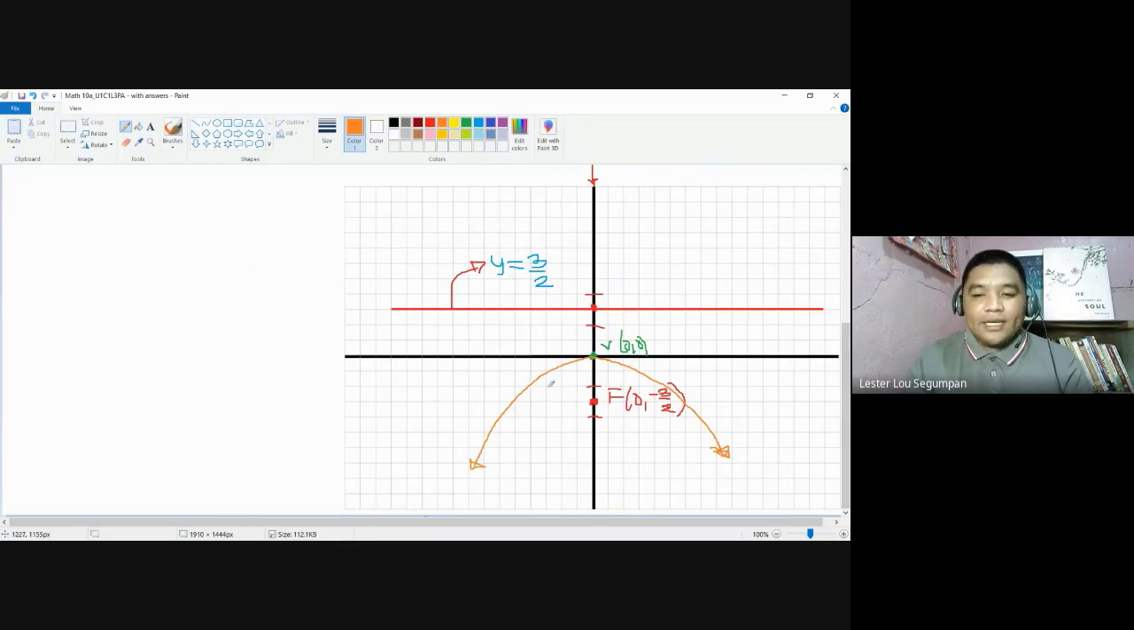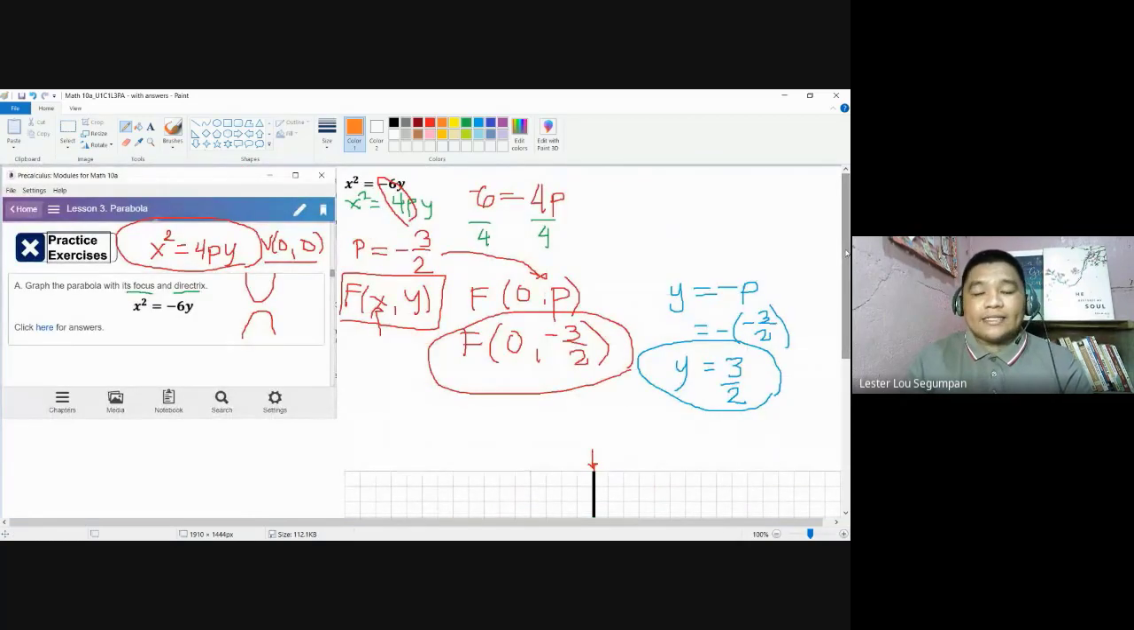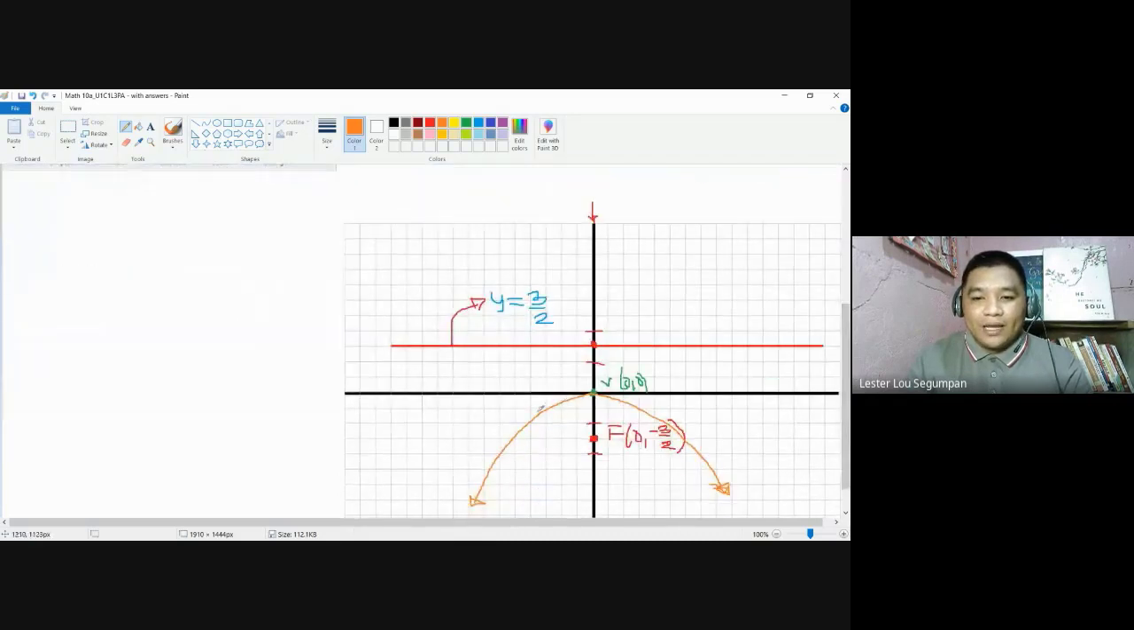It opens downward, as the focus is in the interior while the directrix is on the opposite side. Again, the focus and the directrix have the same distance to any point on the parabola, and specifically the first point that we could determine, the vertex.